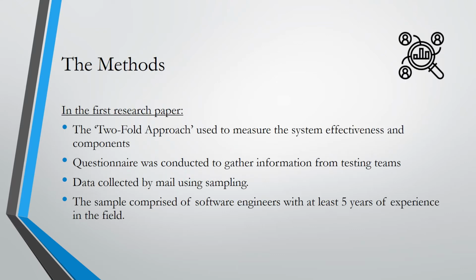And the next is the methods of the researchers. In the first research paper, the twofold approach developed in this paper is an attempt to go beyond the traditional methodology of measuring system effectiveness and assessing the various components of a system from different standpoints. For measuring the testing attributes, the questionnaire was developed and was presented to various software engineers working in the testing teams. Researchers collected the data personally and by mail using sampling.